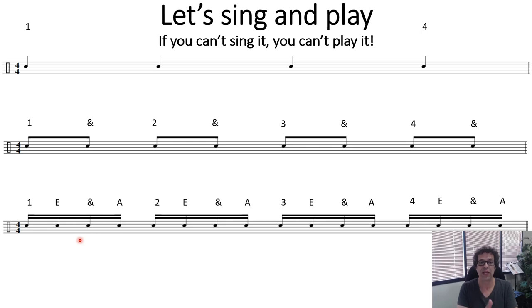Either 1e and a 2e and a 3e and a 4e and a, that's the end of the measure. Or 3, 4, and that's it. That's the end of the measure as written right here. And that's how you sing it. So just get used to singing stuff because it really, really helps a lot. All right, here we go, moving on.